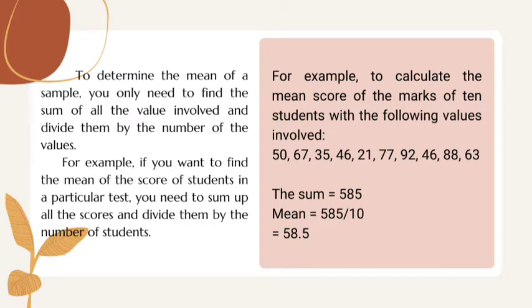Another example is to calculate the mean of the scores of 10 students with the following values involved. As you can see here, you just need to add this data, and the sum is 585. With that, 585 divided by 10, which is the number of values, we have 58.5 for the mean.